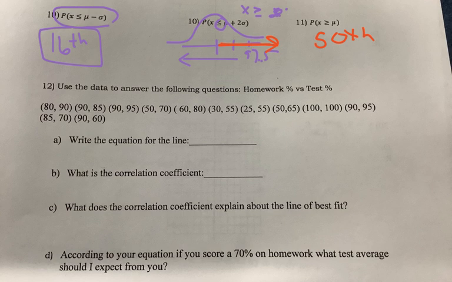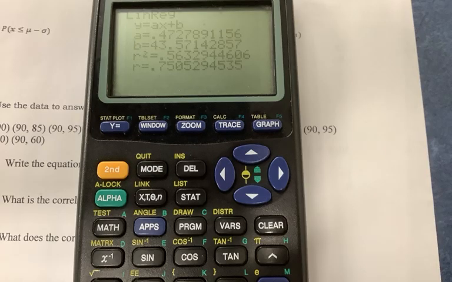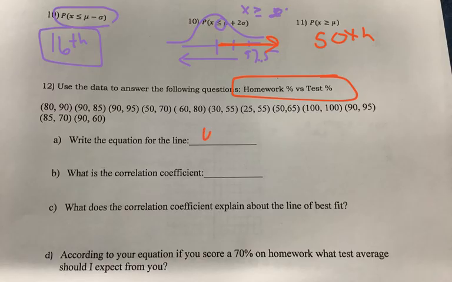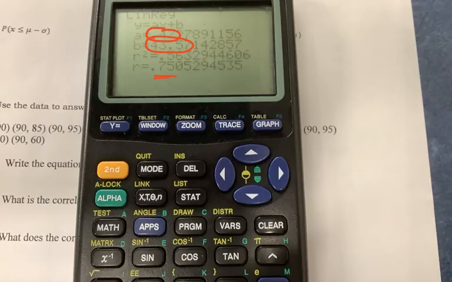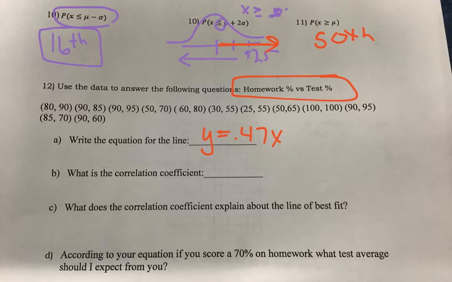All right, moving on. Use the data and answer the following questions: homework percent versus test percent. So when you put this in the calculator, you do linear regression, stat calc, and you get a is 0.47, b is 43.57, and the correlation coefficient is 0.75. So the equation is y equals 0.47x, because it's linear. It shows that this is our equation, ax plus b. So a goes in front of the x, b is the constant, plus 43.57.